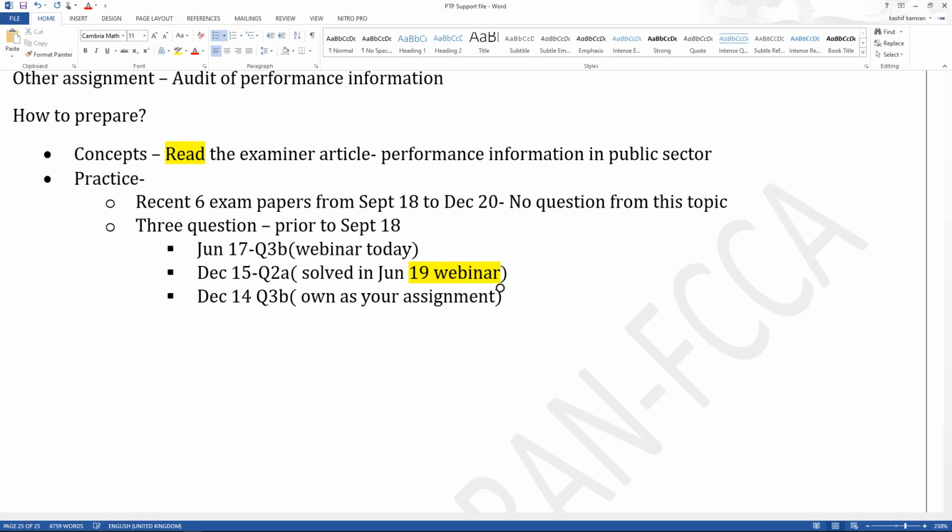Now that means the last time this topic was examined was when? In June 17. Since then, it has not been examined. It is a syllabus area, and you have an examiner article on this. So you cannot underestimate this area.